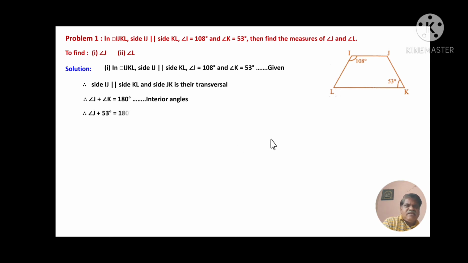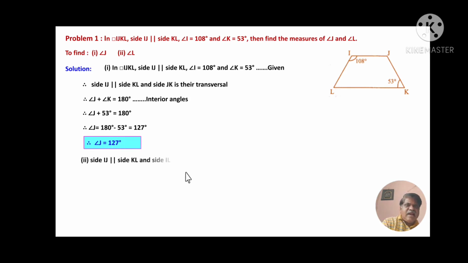Therefore, friends, angle J plus angle K, which is 53 that we have substituted, is equal to 180. Therefore, angle J is equal to 180, and 53 goes to this side, that will become minus. Subtraction of this is 127 degrees. Therefore, we can write that angle J is equal to 127 degrees.